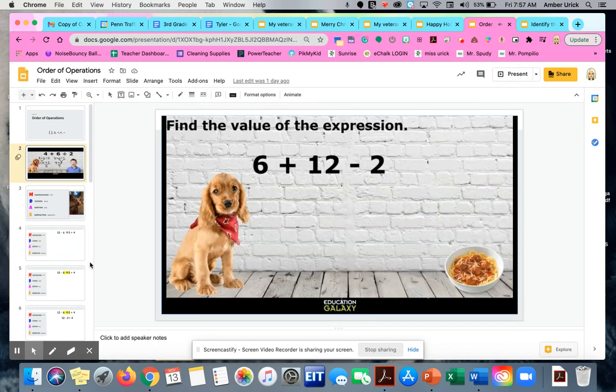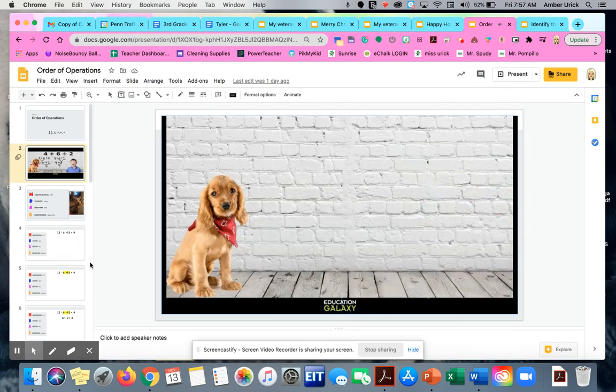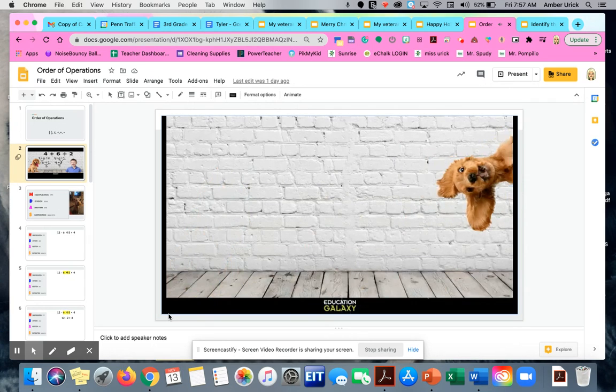This one says find the value of the expression 6 plus 12 minus 2. I don't see any multiplication or division, so let's look for addition and subtraction. I see both. That means we work left to right. 6 plus 12 equals 18. And then 18 minus 2 is 16. That's our answer. And that, my friends, is how you solve order of operation problems. I think you're ready for some problems of your own now. So I'm just gonna go and eat some spaghetti. Good luck.